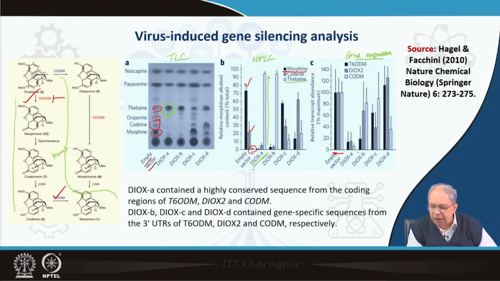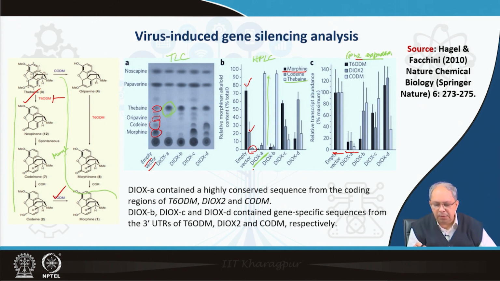Whereas in this one, where the T6ODM is blocked, all the expression got suppressed. So that means, through this gene silencing, which is one tool, one can use RNA interference, or antisense suppression. Virus-induced gene silencing is another way to rapidly check that. This is a much faster way of checking the output one has achieved.